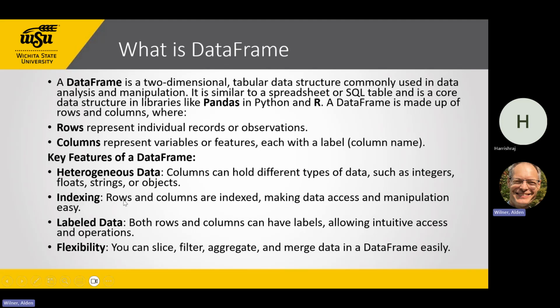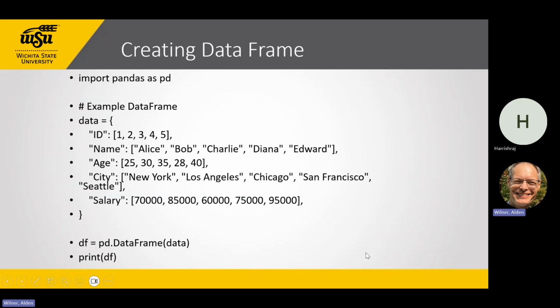Rows and columns are both indexed and labeled, right? So you can either access them with integers, iloc, and so on, or you can use the labels, which is more intuitive for most people. You can slice, you can filter, you can aggregate, you can merge data in a data frame easily. Creating data frames, there are so many different ways to do this.